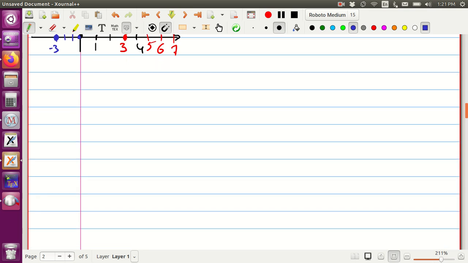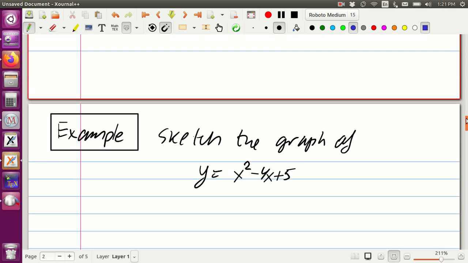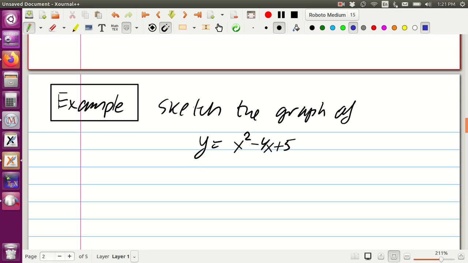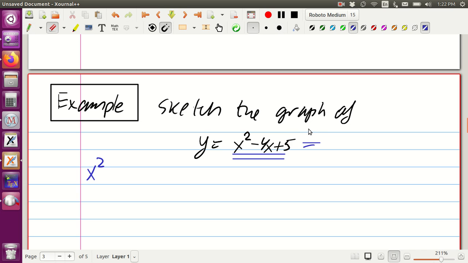Okay, and the next example tells us to sketch the graph of x squared minus 4x plus 5. Unfortunately, it's not really clear what to use here, but let's suppose we're going to start with x squared. And we'd like to figure out the shifts, but from this formula, it's not really clear. So what we're going to do is complete the square.